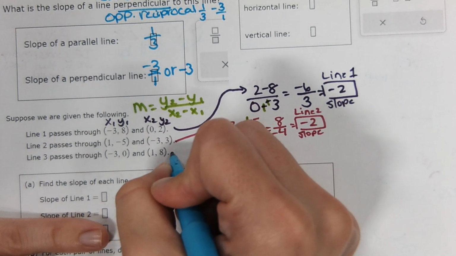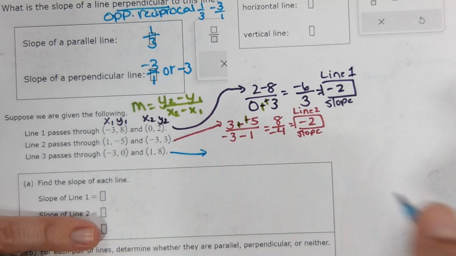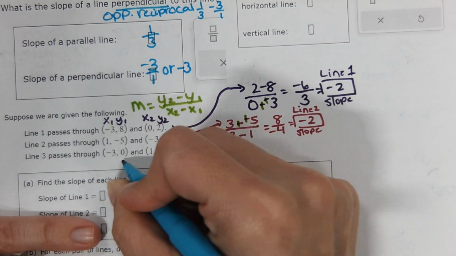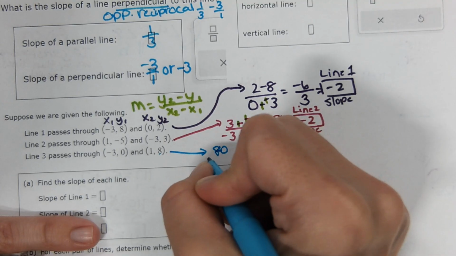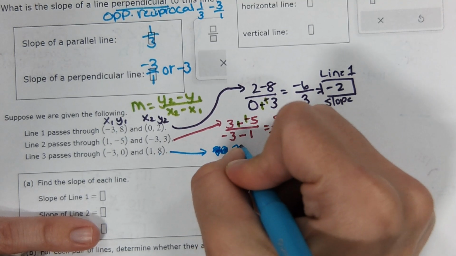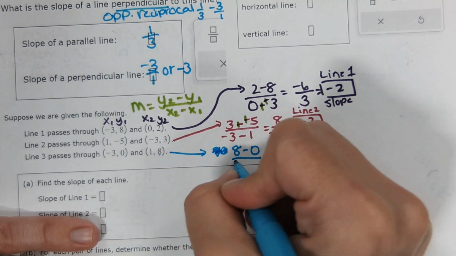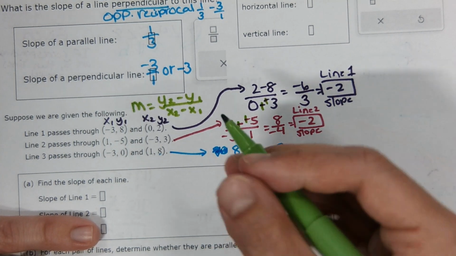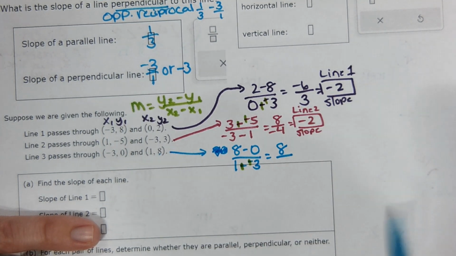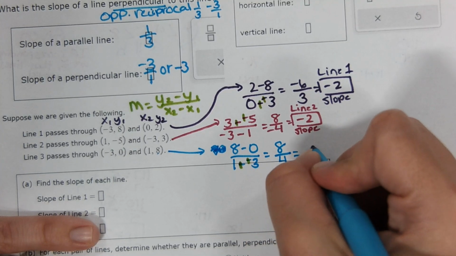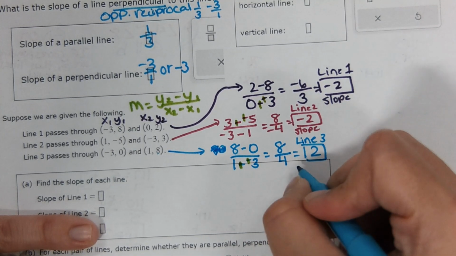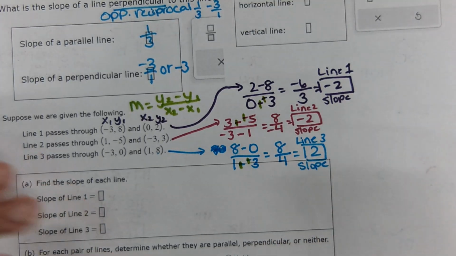Okay, and then line 3, same thing. Once you get the hang of it, it goes pretty fast. Like, it doesn't take too much time. y2 minus y1, 8 minus 0 over 1 minus -3. 8 over the opposite, 4. This equals +2. So line 3, the slope is +2.